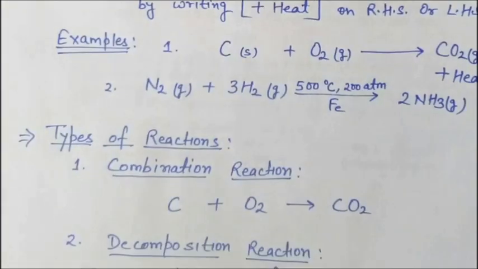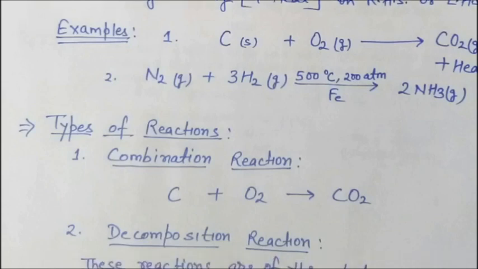The next topic is types of reactions. Chemical reactions are classified into different classes depending upon the type of chemical change that takes place. Number 1 is combination reaction. A reaction in which 2 or more reactants combine to form a single product is called a combination reaction. It is also called an addition reaction. You can see here C plus O2, 2 reactants, they react together and combine to form a single product, CO2.